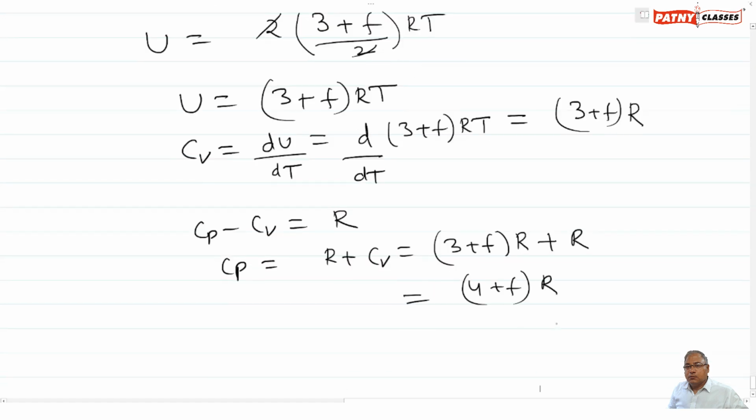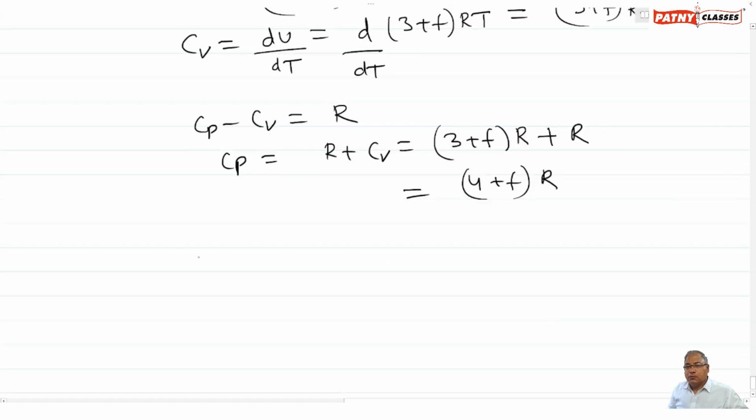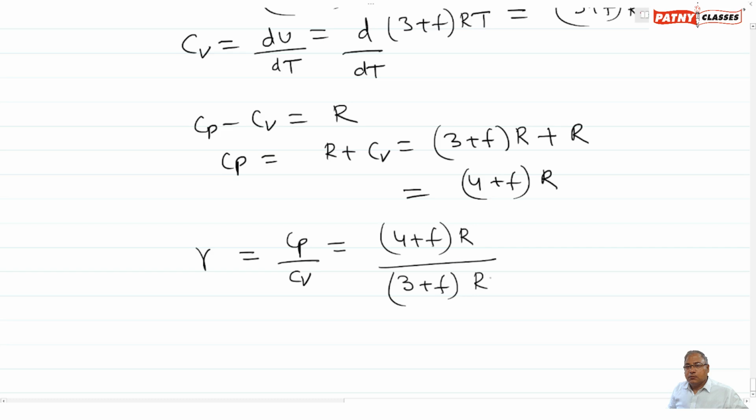Now for polyatomic gases, gamma equals Cp divided by Cv. The Cp value is 4 plus F multiplied by R, and the Cv value is 3 plus F multiplied by R. R and R get cancelled. We get gamma equals 4 plus F divided by 3 plus F. This is the value for gamma, that is, the ratio of specific heats for polyatomic gases. Gamma equals 4 plus F divided by 3 plus F.